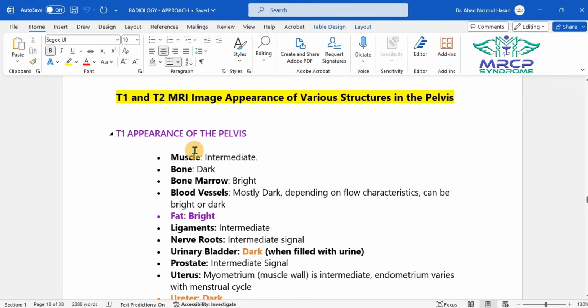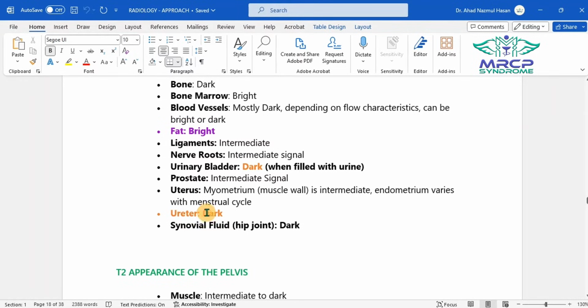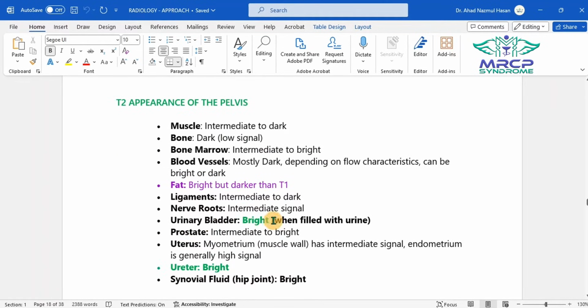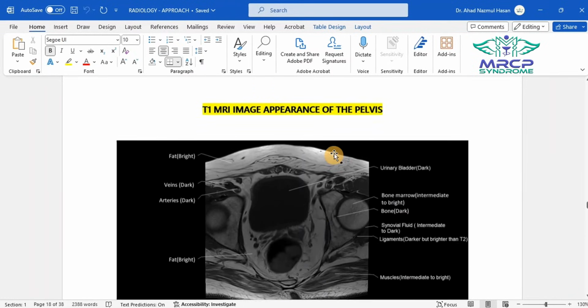So in case of T1, the fat would be bright. The ureter would be dark, containing the urine. The synovial fluid would be dark. The urinary bladder filled with urine will also be dark. And in case of T2, the urinary bladder containing fluid would be bright. The ureter containing urine would be bright, and synovial fluid will also be bright.